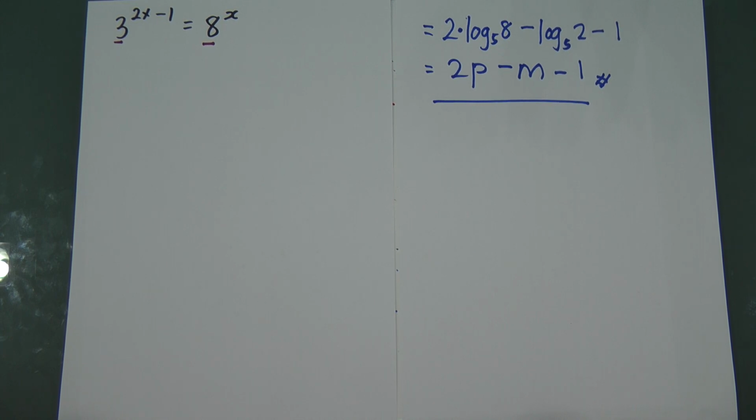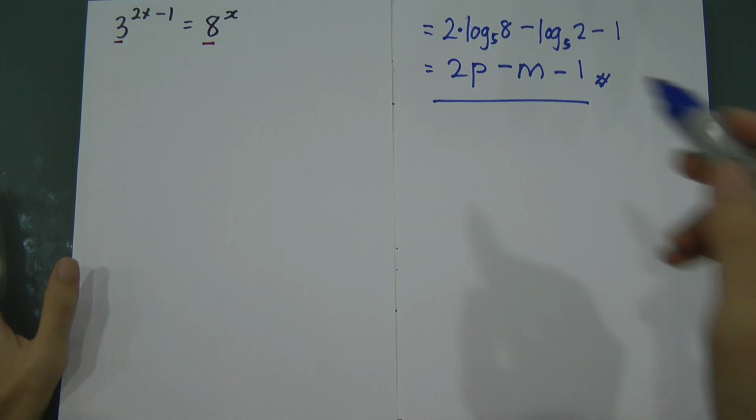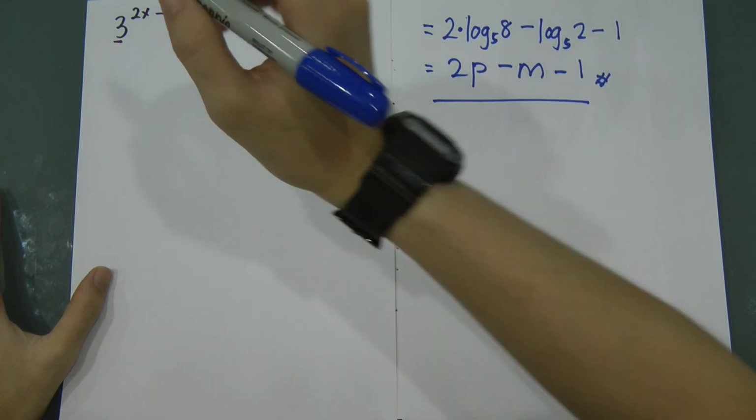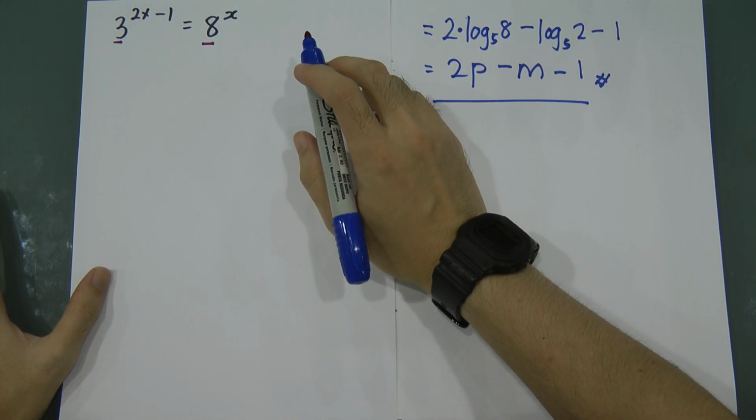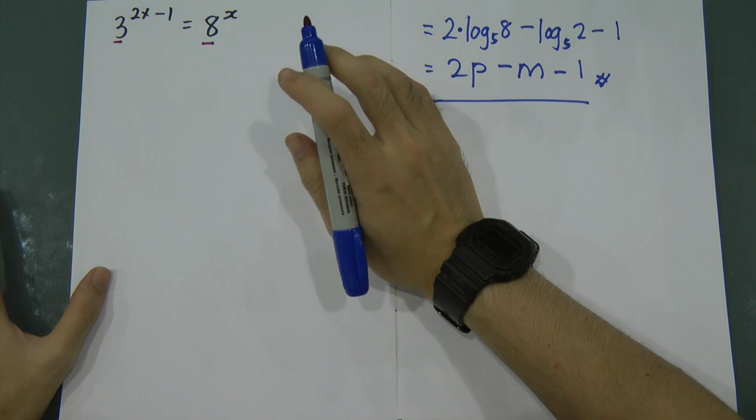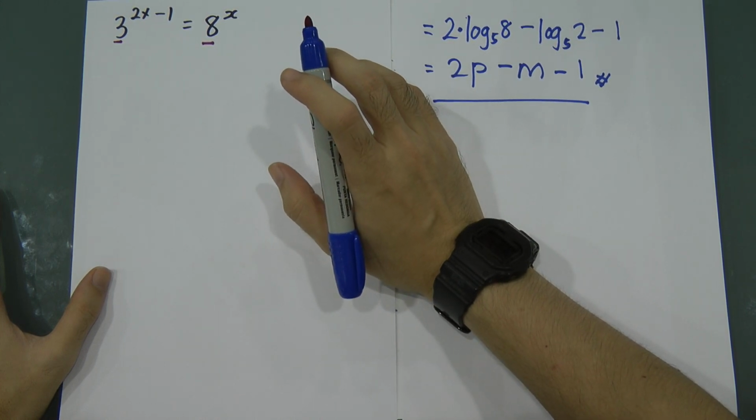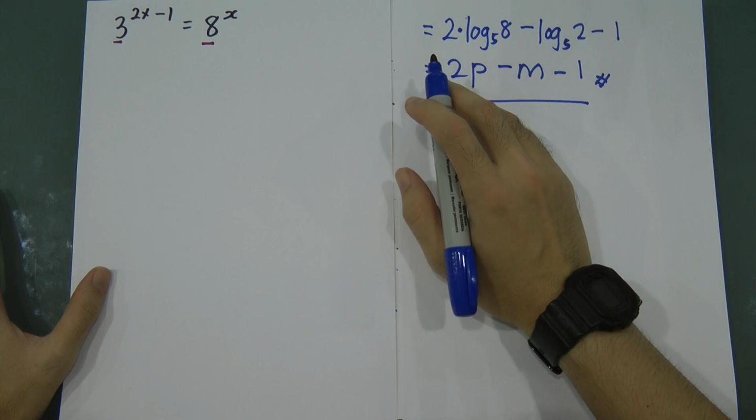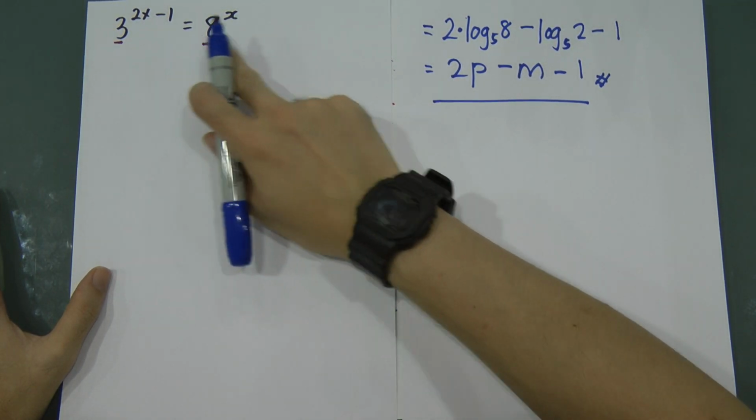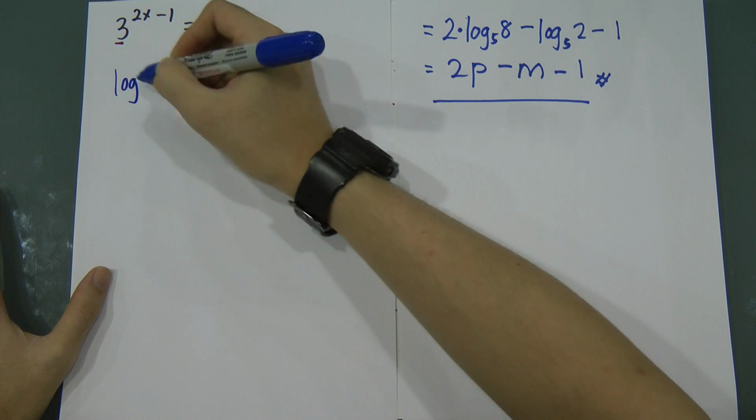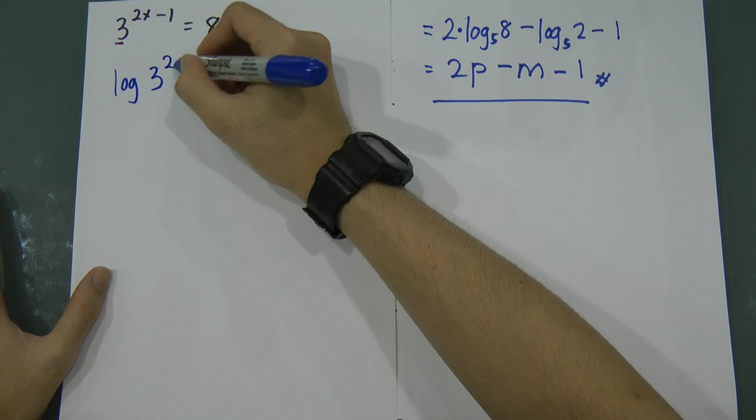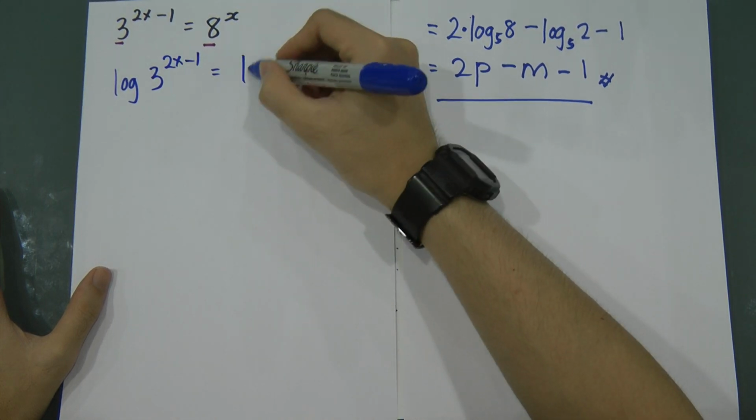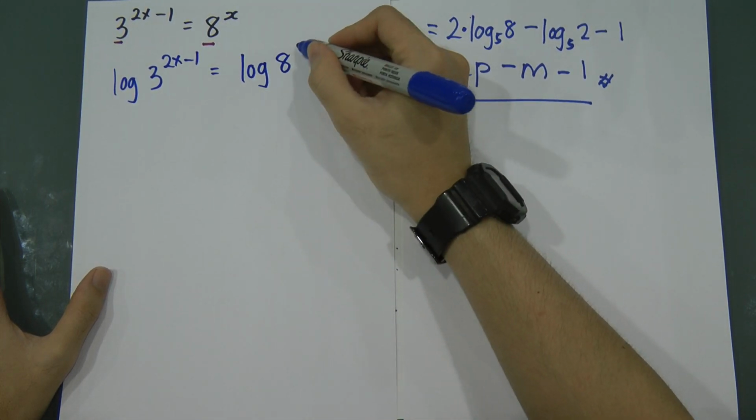So when you add log, in almost 90% of cases, you just add log base 10. You don't simply add something like log base 5 or log base 8. Use base 10, because base 10 is the value which is easiest for you to press in a calculator. So I add log base 10 to both sides. Log base 10, normally we never write any base here, so it will be log 3^(2x minus 1) equals log 8^x.